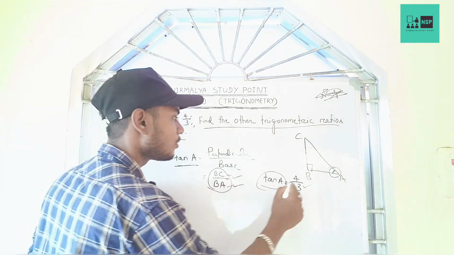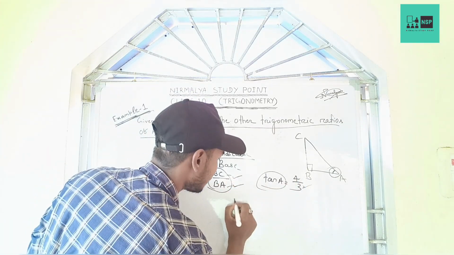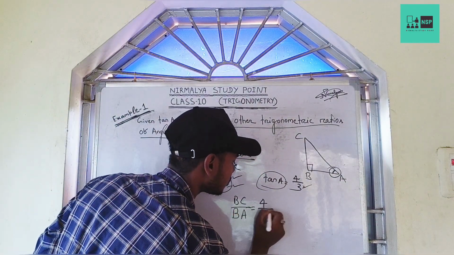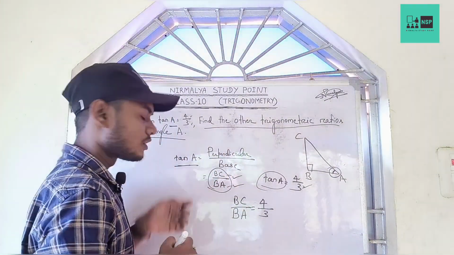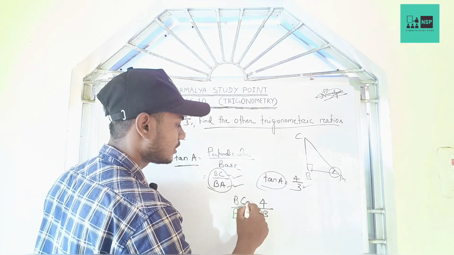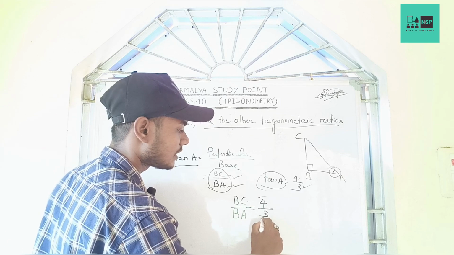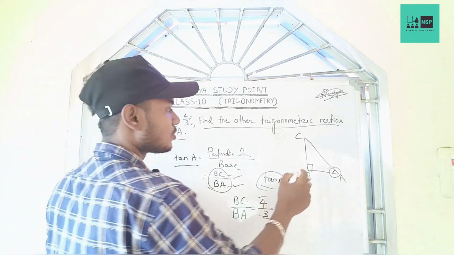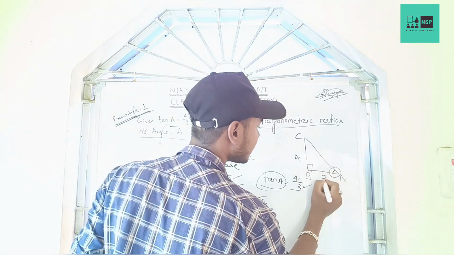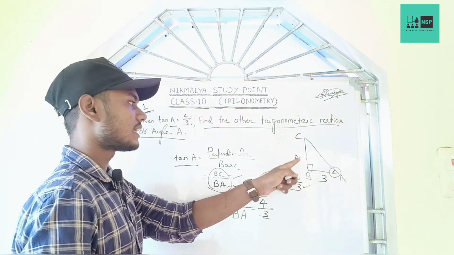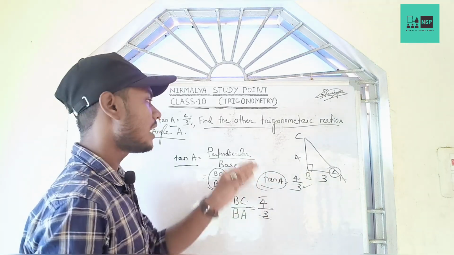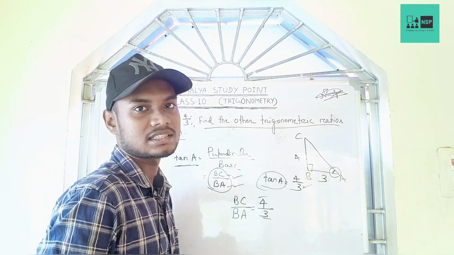Then BC by BA will be 4 by 3. That means BC will be equal to 4 and BA will be equal to 3. So this side value, BC is 4 and BA is 3. We have the value of perpendicular and base now.